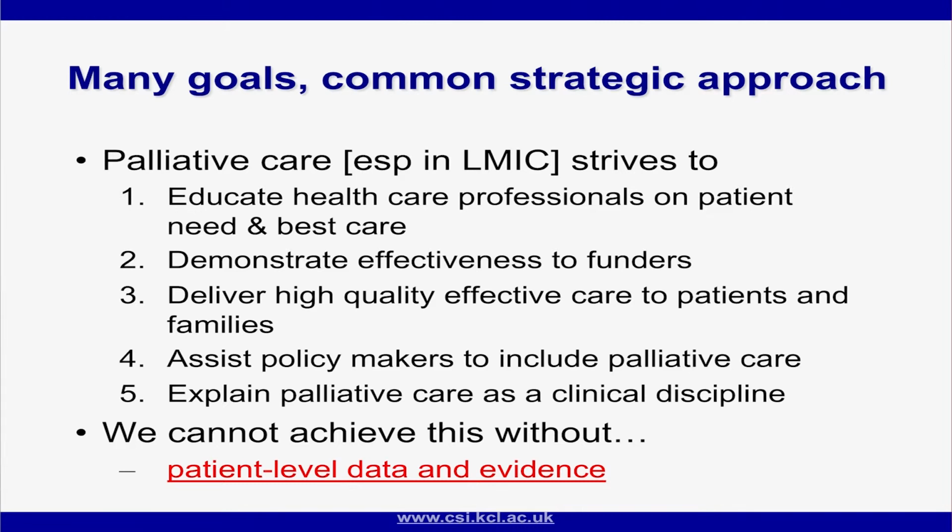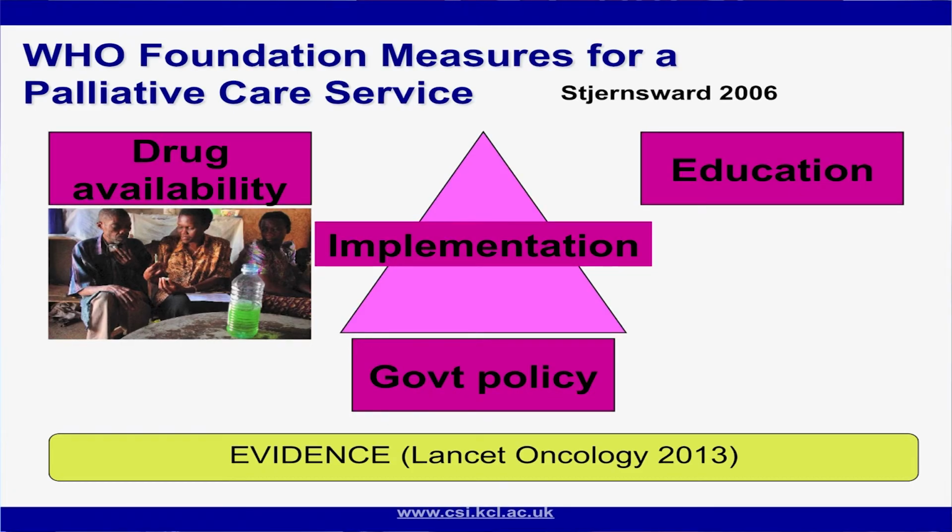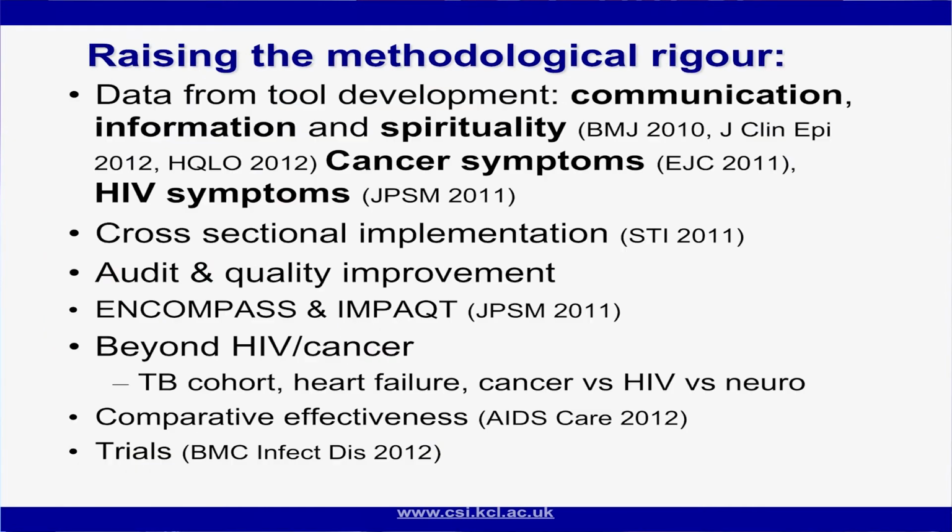So while we share common strategic approaches, which is about education and effectiveness and demonstrating that, and high quality care and informing policy and explaining what palliative care is, I do strongly believe that we need local patient level data and evidence to achieve these goals, to try and construct something that we may think is quality. And the WHO measures, which we'll hear more about today, are about drug availability, education and government policy. We've recently been doing some work considering what that might mean, and again we have published some arguments that this strategy cannot be achieved without evidence to underpin it. So research has to drive this model in each region.